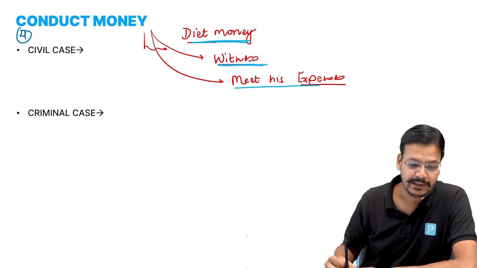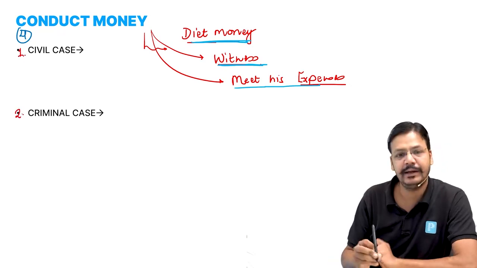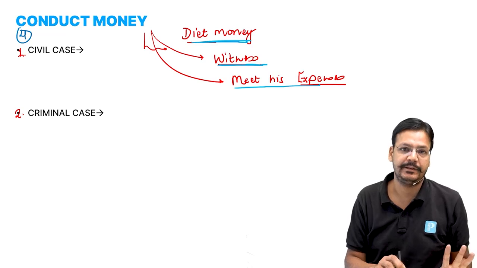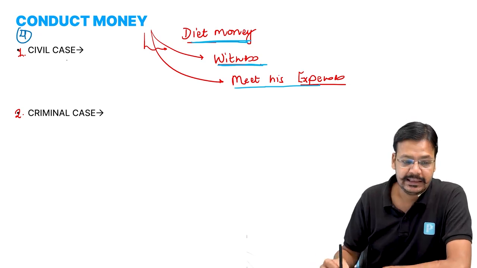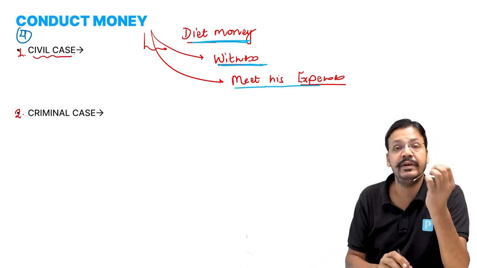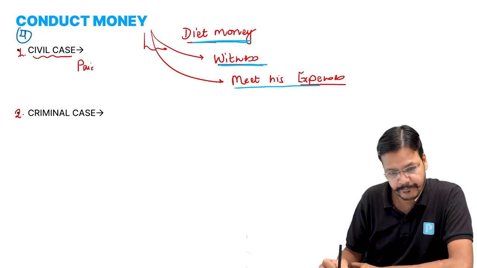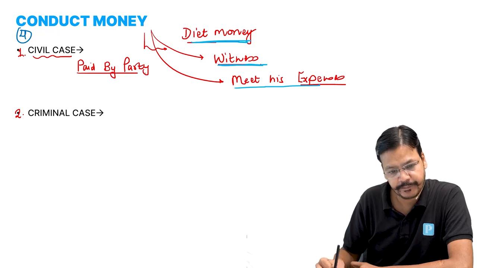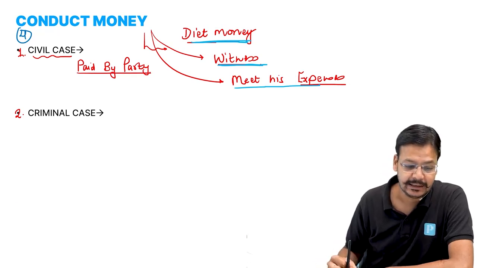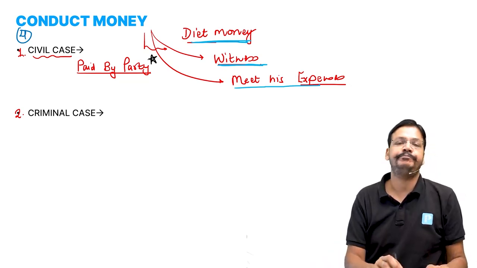Now, sir, there are 2 scenarios: conduct money in a civil case and conduct money in a criminal case. Sir, listen very, very carefully. In a civil case, because I told you a civil case is between 2 parties, conduct money is paid by the party.